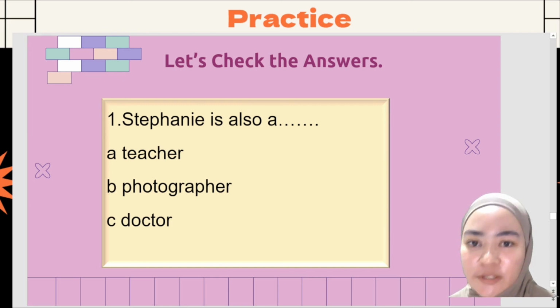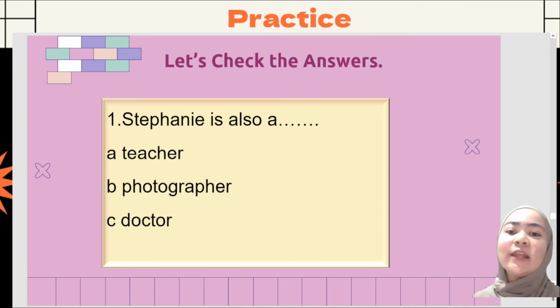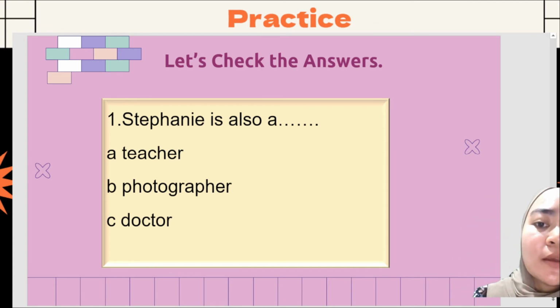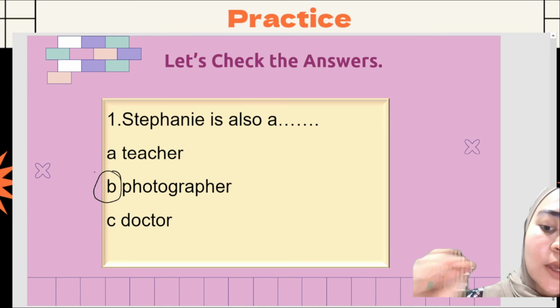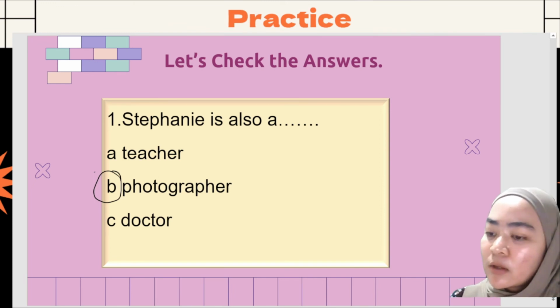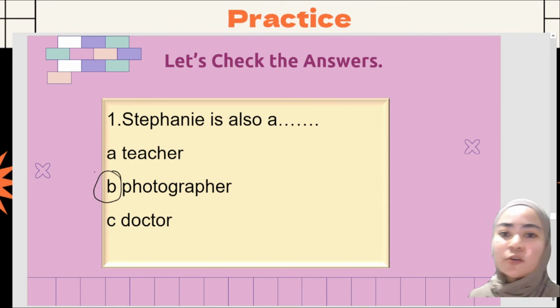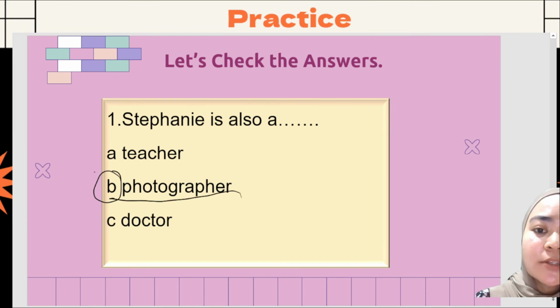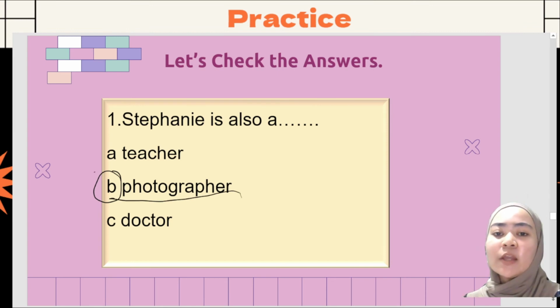But the answer for question number 1 is B. Photographer. Yes. Number 1 is B. Okay. Thank you, Hasbi Haziq. Good job. Alright. So, number 1, the answer is B. Photographer. Number 2.